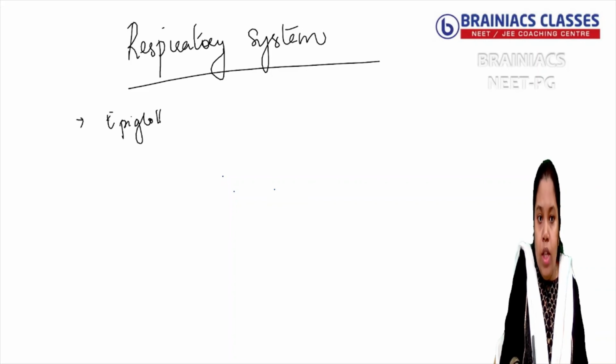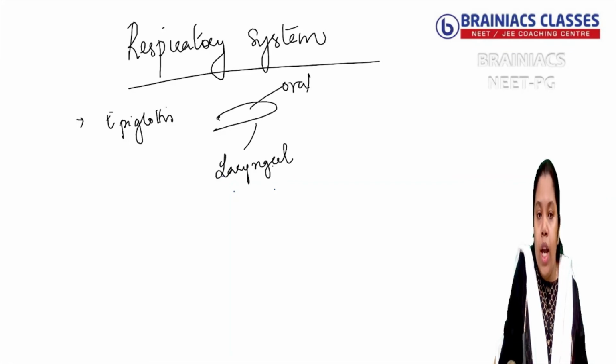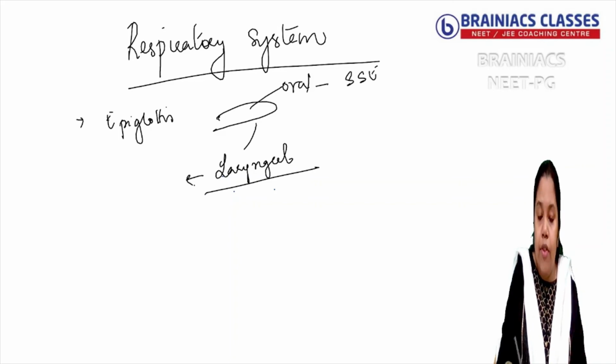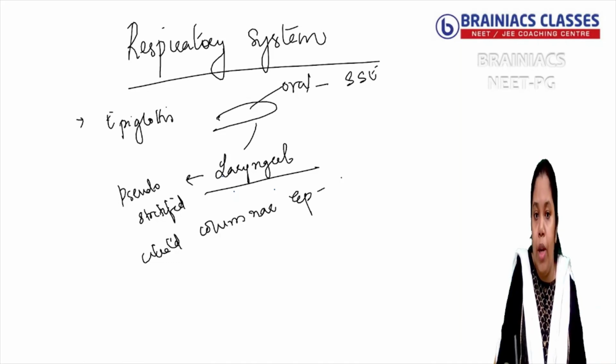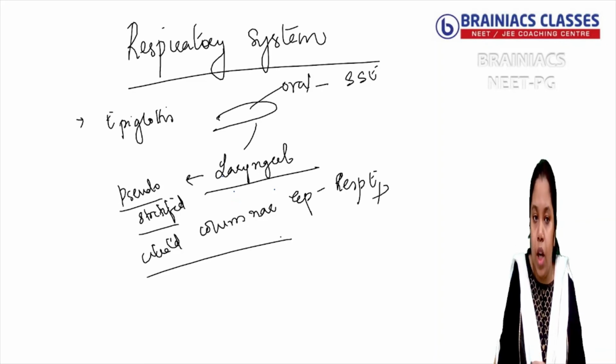So this epiglottis has 2 surfaces. One is the oral surface and the second is the laryngeal surface. The oral surface is lined by stratified squamous epithelium and the laryngeal surface is lined by pseudo-stratified ciliated columnar epithelium, which is also called the respiratory epithelium. Understand? That lines the laryngeal surface of the epiglottis, right?